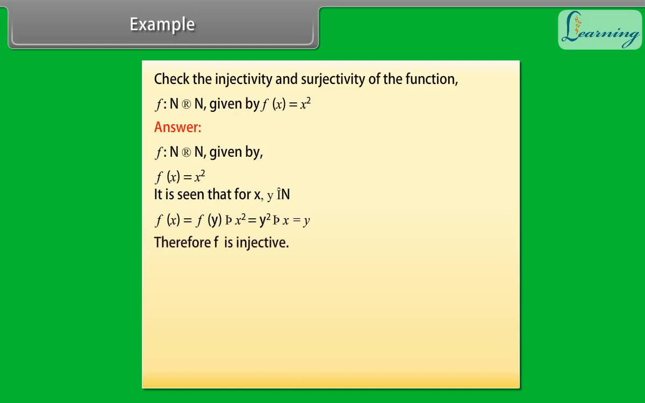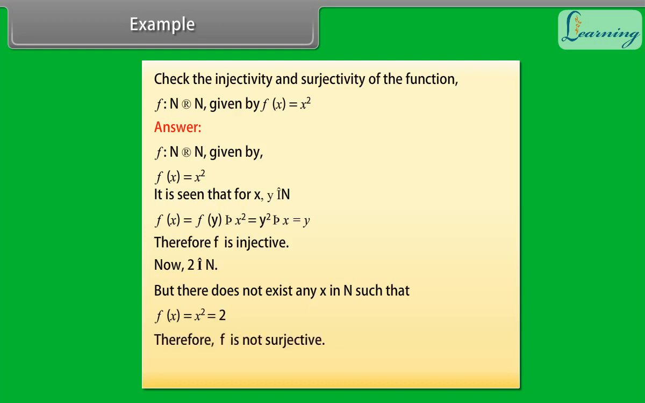Therefore, f is injective. Now 2 belongs to N, but there does not exist any x in N such that f of x is equal to x square is equal to 2. Therefore, f is not surjective. Hence, function f is injective but not surjective.